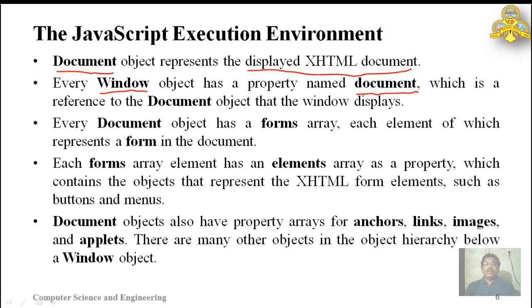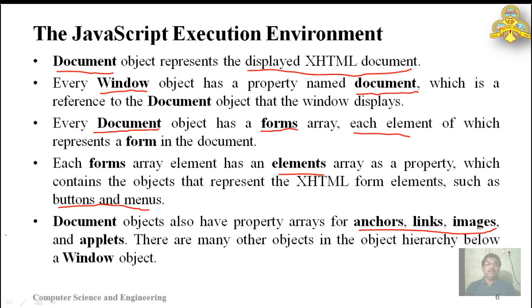As we already know, any web page can contain more than one form. Those forms are identified by the forms array. That means every document object can have one forms array, where each form is represented as a member of the array. Each form has an elements array as a property, which contains other objects such as buttons, inputs, etc. Along with forms and elements, document also has other properties like anchors, links, images, and applets.